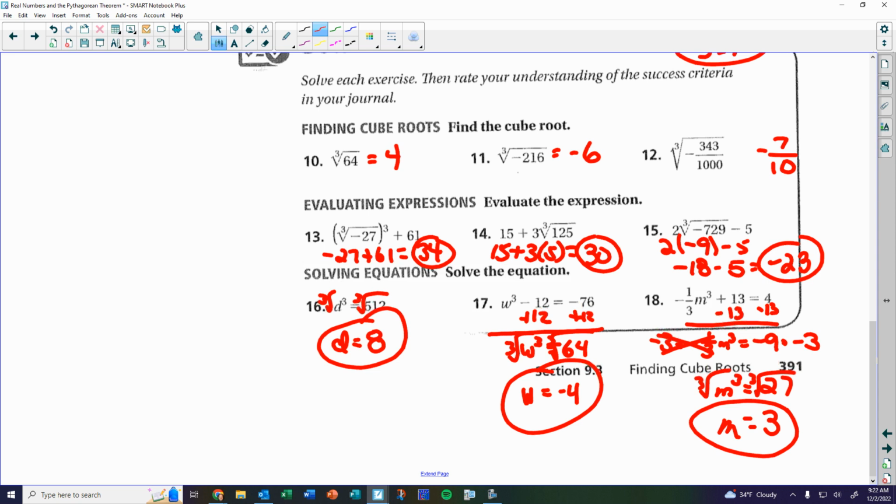How many people got 16, 17, and 18 correct? All 3 of those. Those are a little tougher. All right, very good.